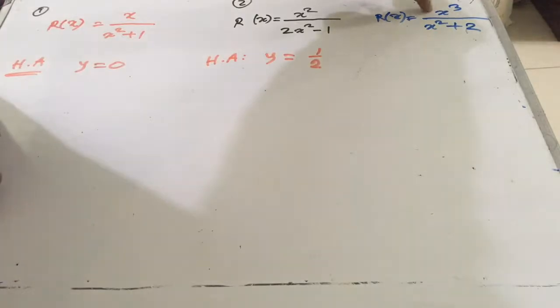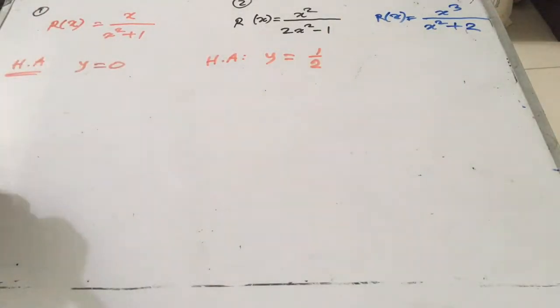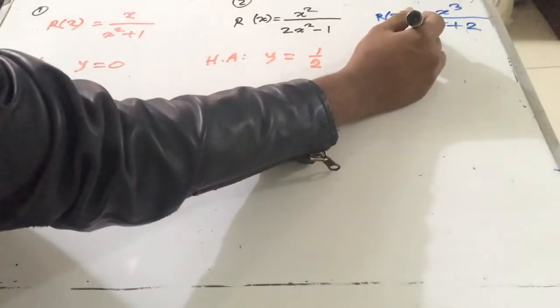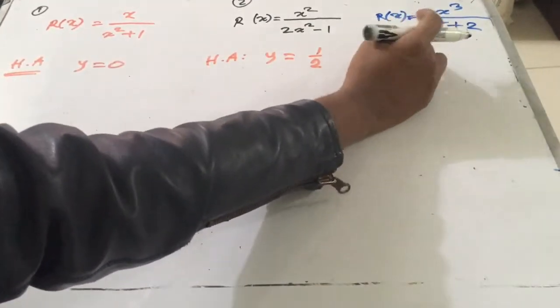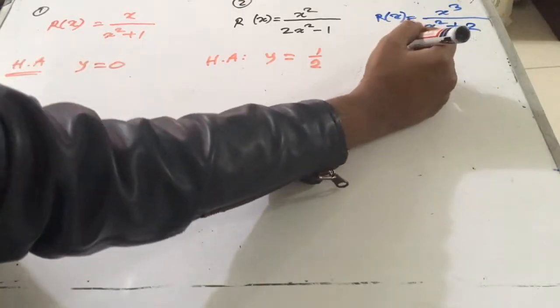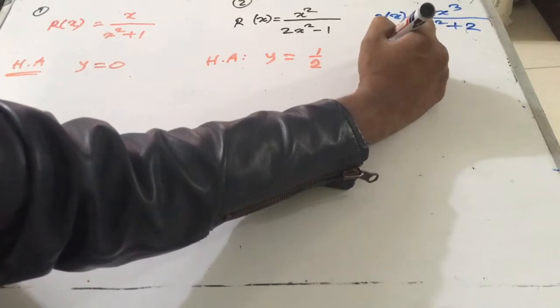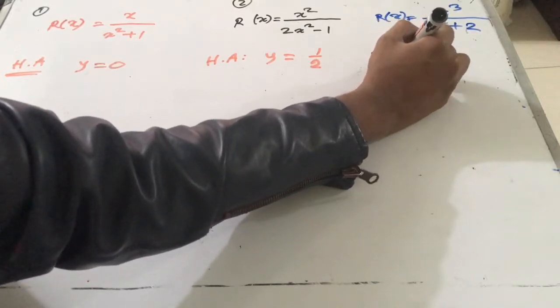If the degree is more on the top, which is an improper fraction, then if it is improper, we have to divide it. Let's divide it to find the oblique asymptote for this question. And for this question, how to find it? So we have to divide by x square plus 2.